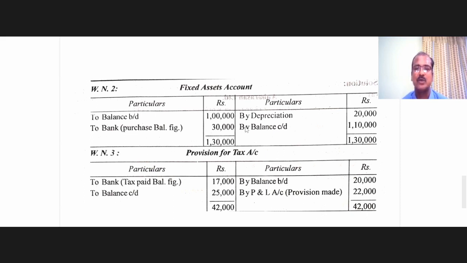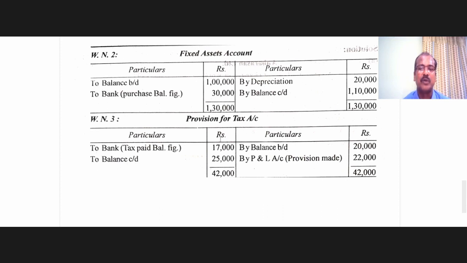1 lakh minus 20,000, it is supposed to be 80,000. But the actual closing balance is 1 lakh 10,000. So there is an increase of 30,000 rupees in the closing balance of fixed assets, which is nothing but purchase of fixed assets. That's the balancing figure on the debit side of the ledger. So what is the journal entry for purchase of fixed assets? Fixed asset account debit to bank account.